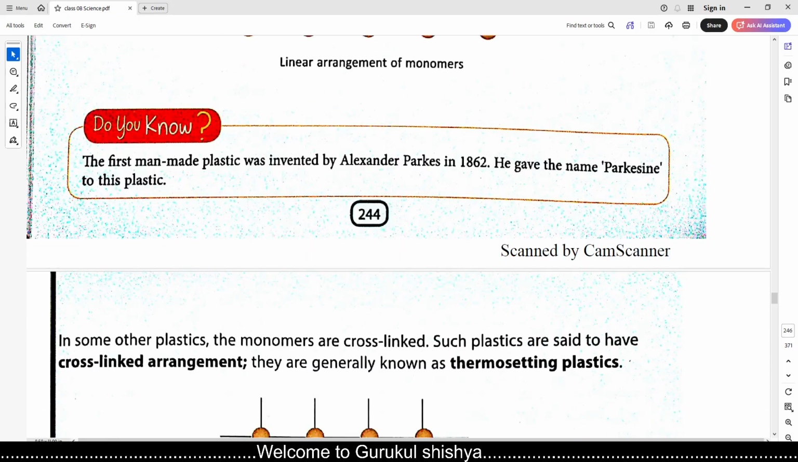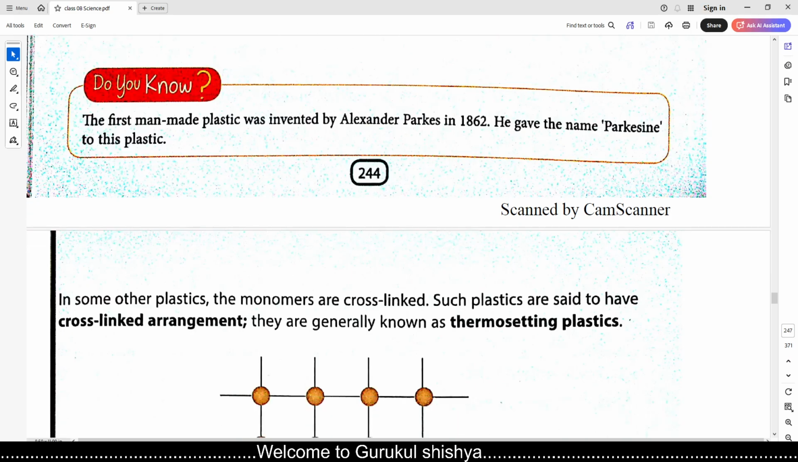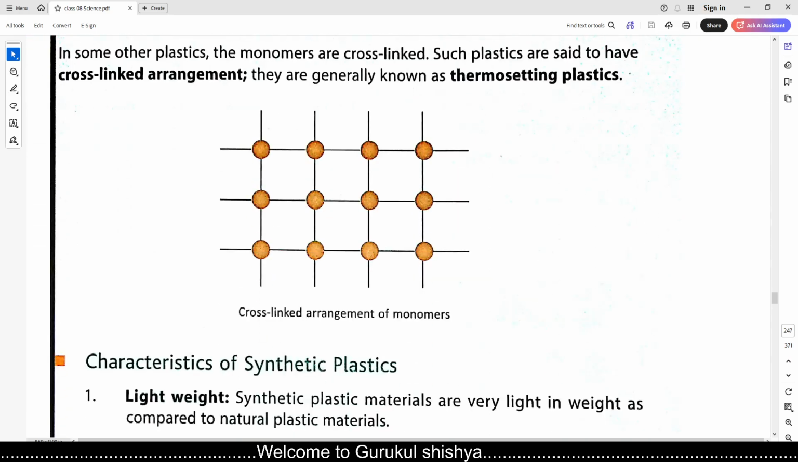Do you know the first man made plastic was invented by Alexander Parkes in 1862. He gave the name Parkesine to the plastic.